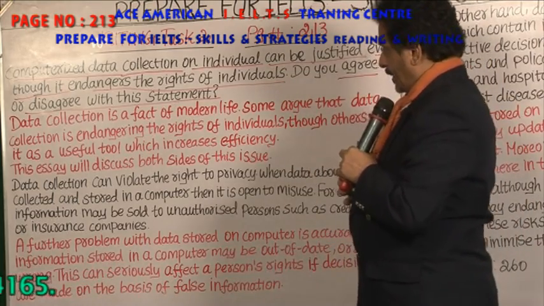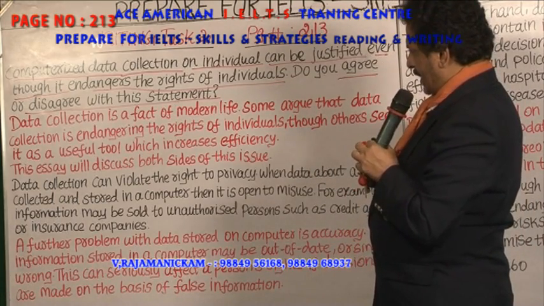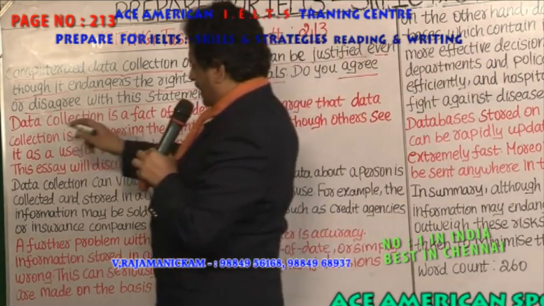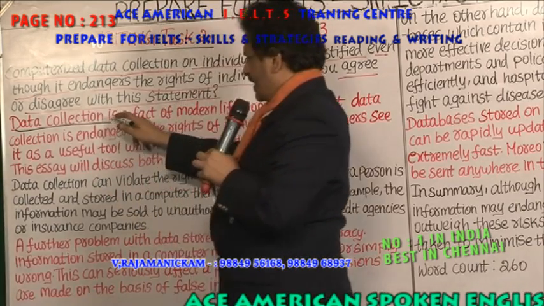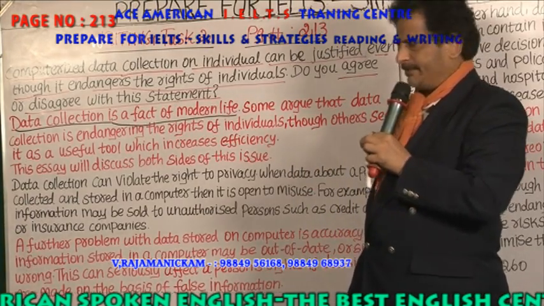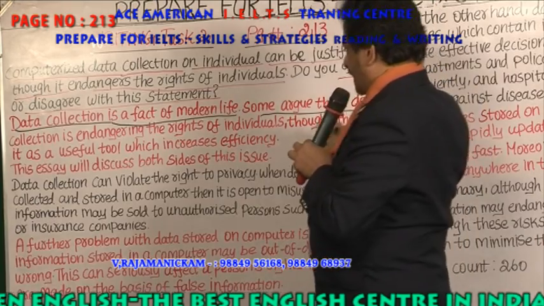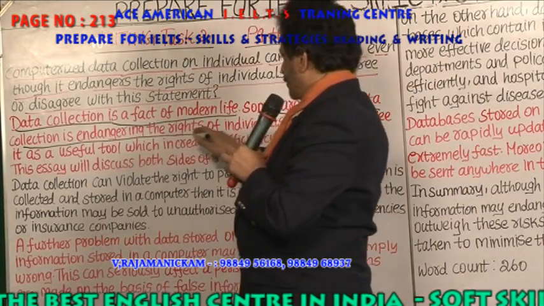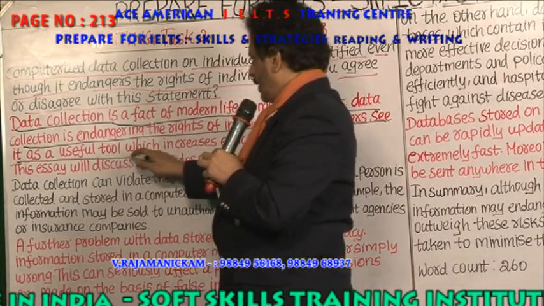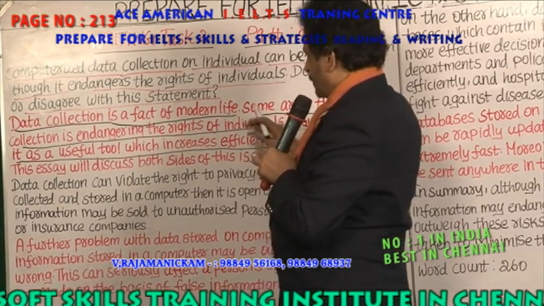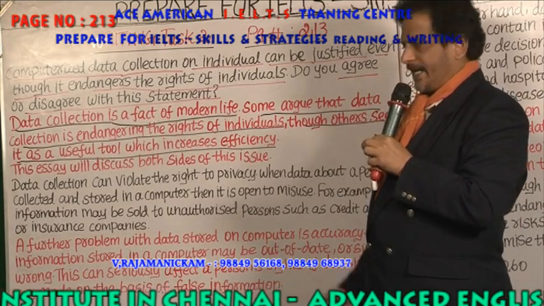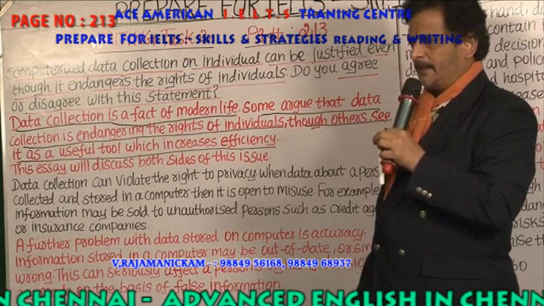Now coming here. See, the introduction part always talks about the topic sentence. See, coming here. Data collection. This is the topic sentence, isn't it? Data collection is a fact of modern life. Some argue that data collection is endangering the rights of individuals, though others see it as a useful tool which increases efficiency. So in these 3 lines he says data collection is good according to some people, and data collection is bad according to some people.